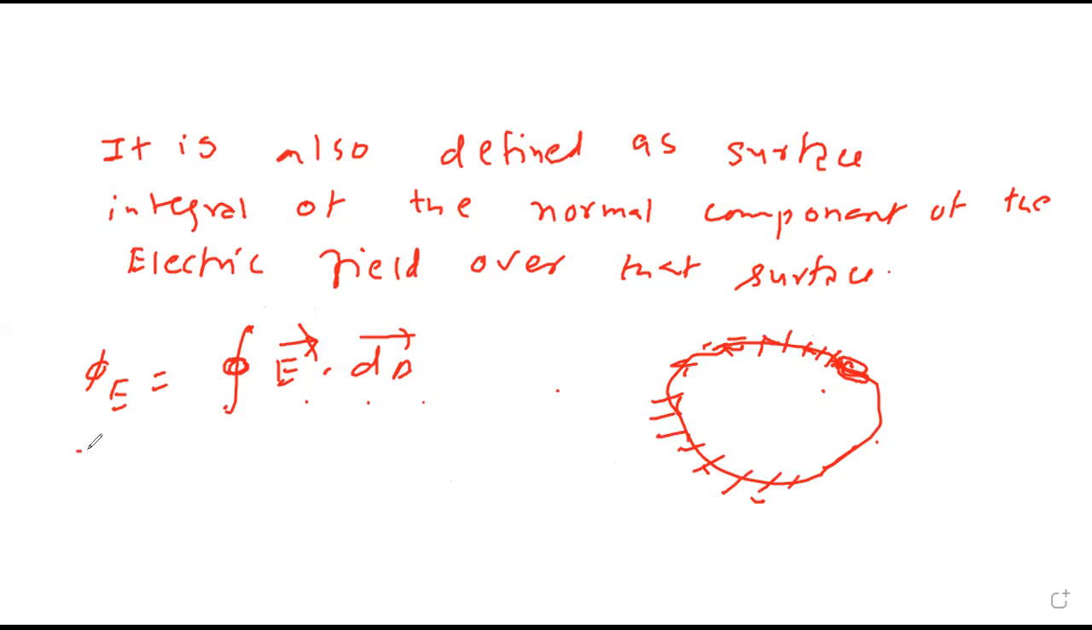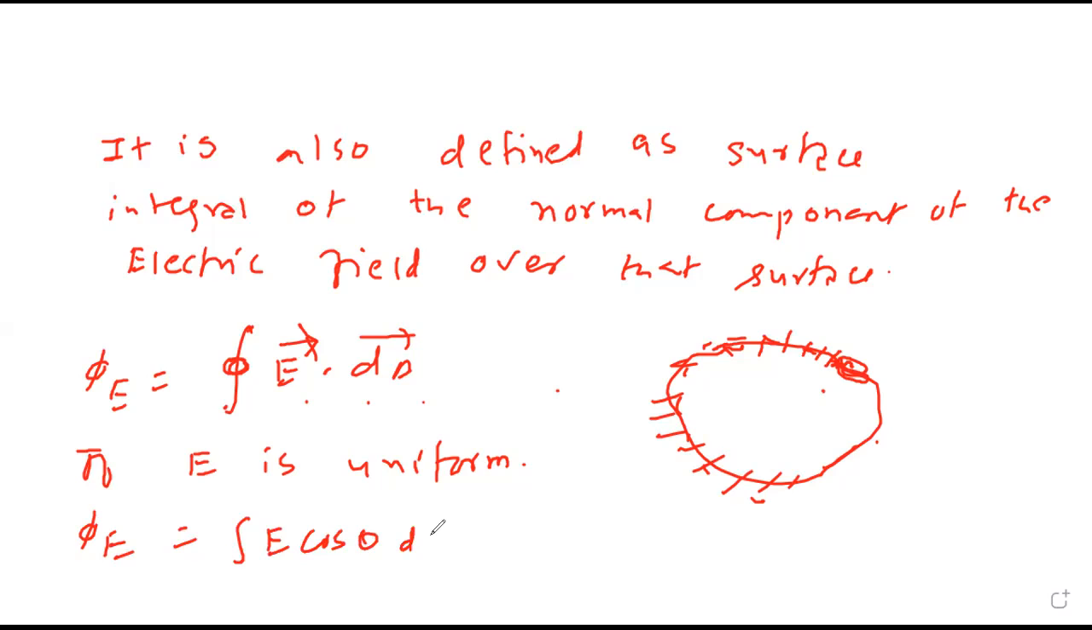If E is uniform, then phi E will become integral of E cos theta dA. E cos theta will be constant, only integration of dA. Right, this also will be useful for numericals.